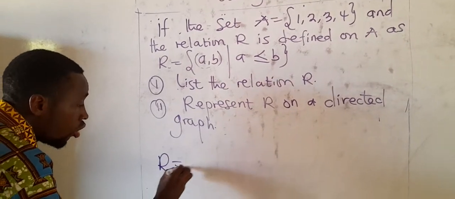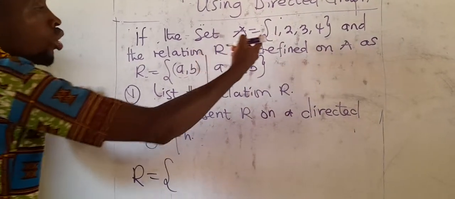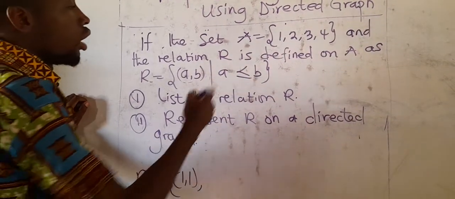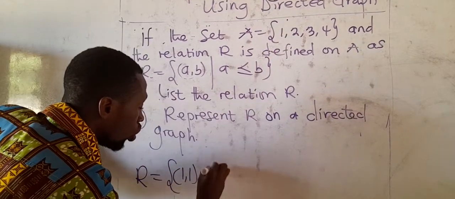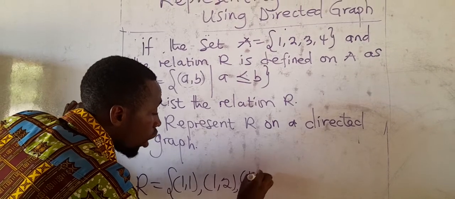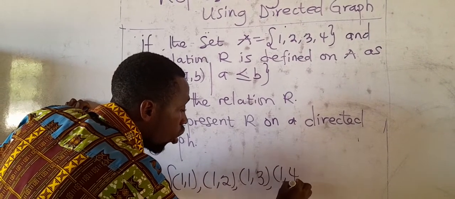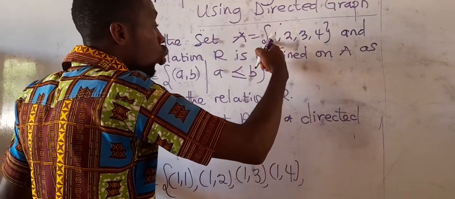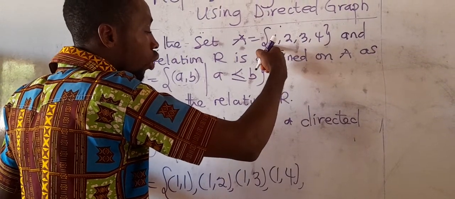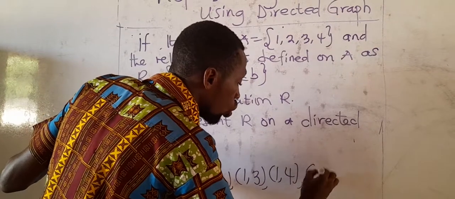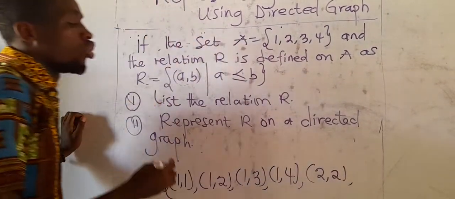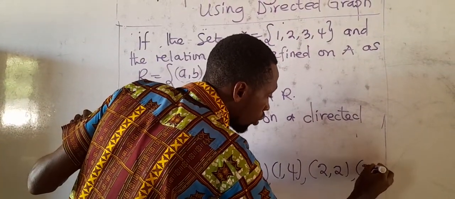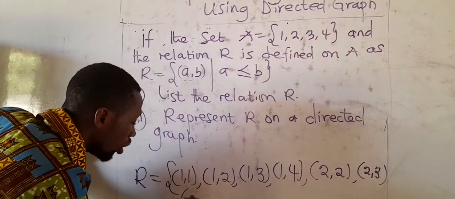So our R will be equal to: (1, 1), 1 is equal to 1. So (1, 1) qualifies. Then (1, 2), yes, 1 is less than 2. So we can get that. We can get (1, 3). 1 is less than all the elements. We can get (1, 4). Can we get (2, 1)? No. 2 is greater than 1, not less than it. But we can get (2, 2), because 2 is equal to itself. Then (2, 3), yes, 2 is less than 3. So you can get (2, 3). (2, 4), yes, 2 is less than 4.